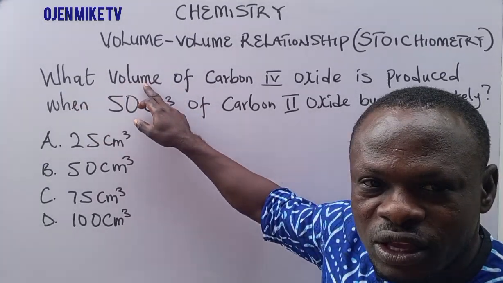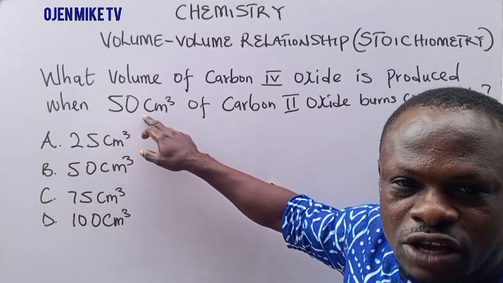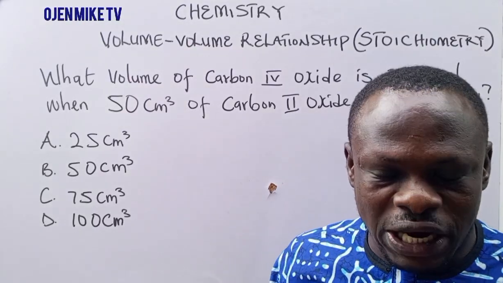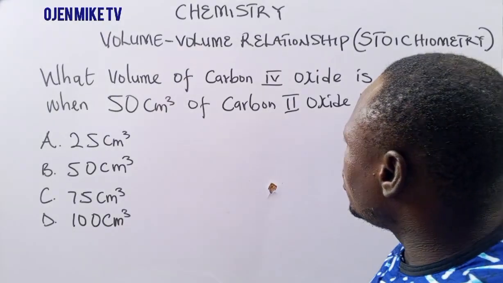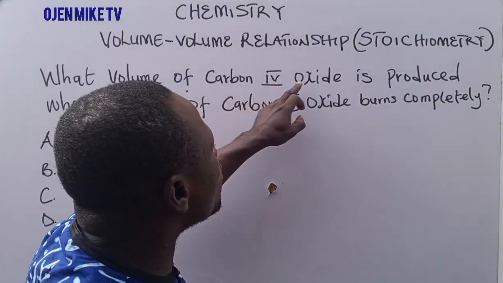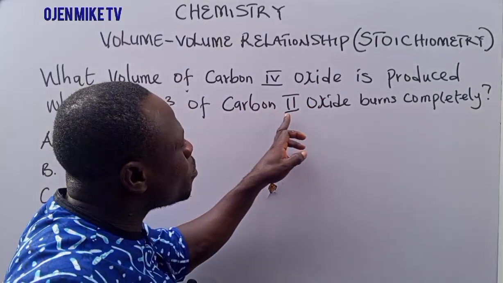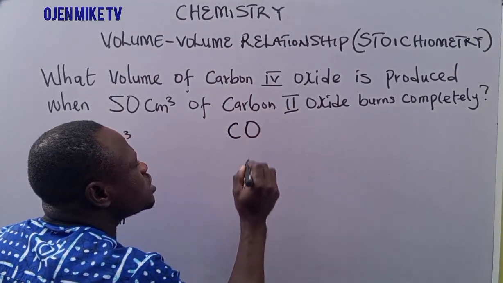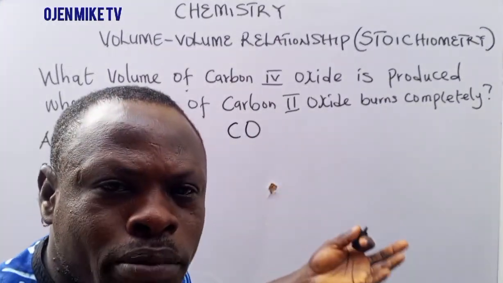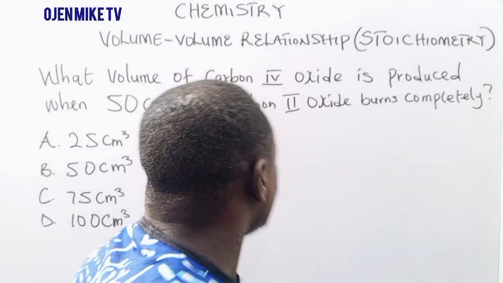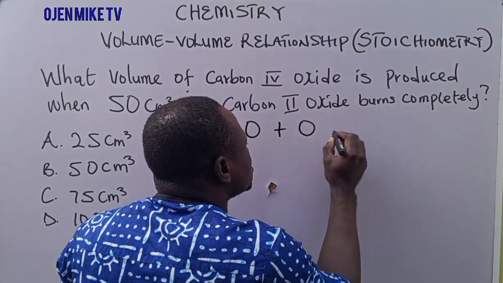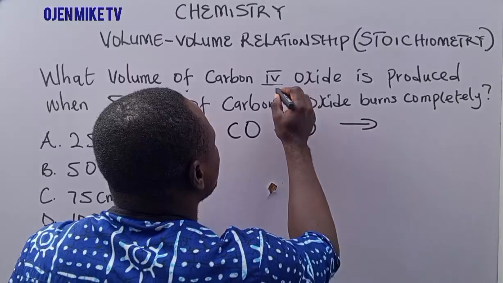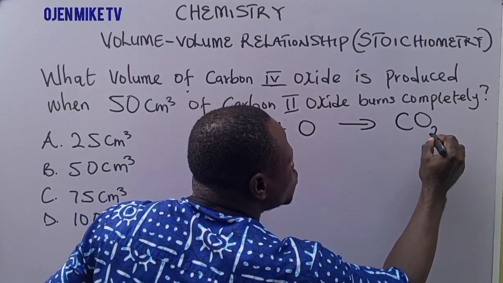Now, you are given 50 cm³. 50 cm³ is a volume. So the first thing you have to do is balance your chemical equation. They say, what volume of carbon dioxide is produced when carbon monoxide burns completely? Burning is reacting with air. So carbon monoxide plus oxygen will give you carbon dioxide. Look at carbon dioxide, you see CO2.